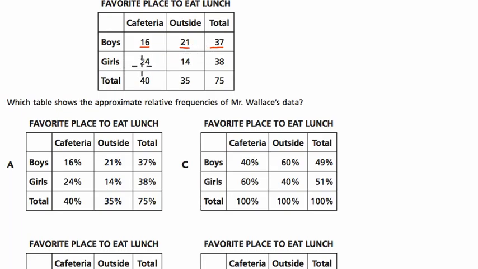The girls, 24 of them prefer the cafeteria, while 14 prefer to go outside. And there are 38 girls in total. And then finally, our totals here on the bottom, we have a total of 40 that prefer the cafeteria and 35 that prefer outside, and of course the total in the survey is 75. So which table here shows the appropriate frequencies?